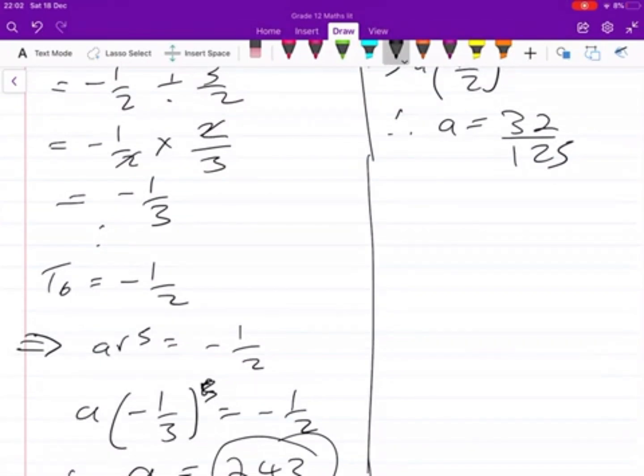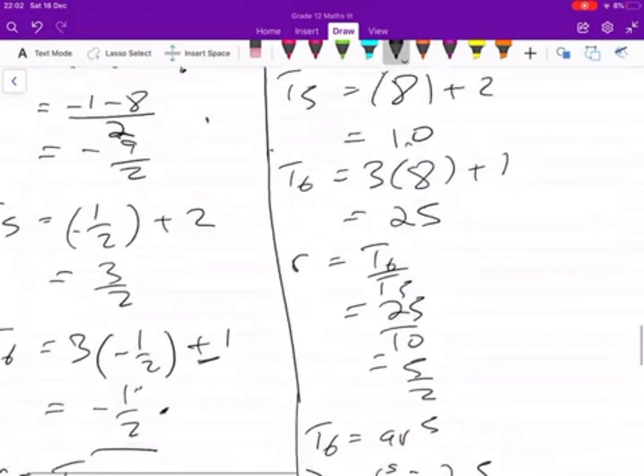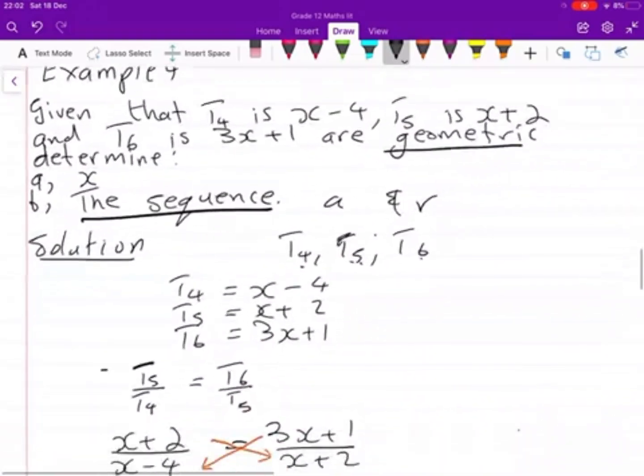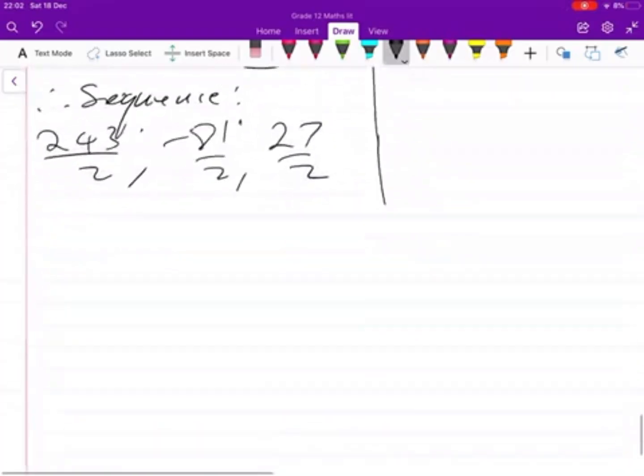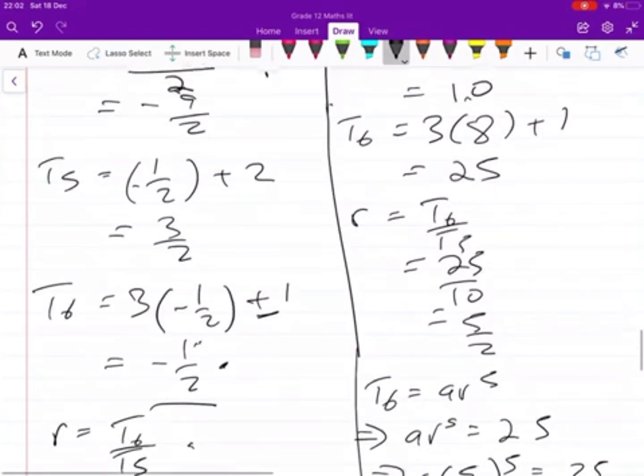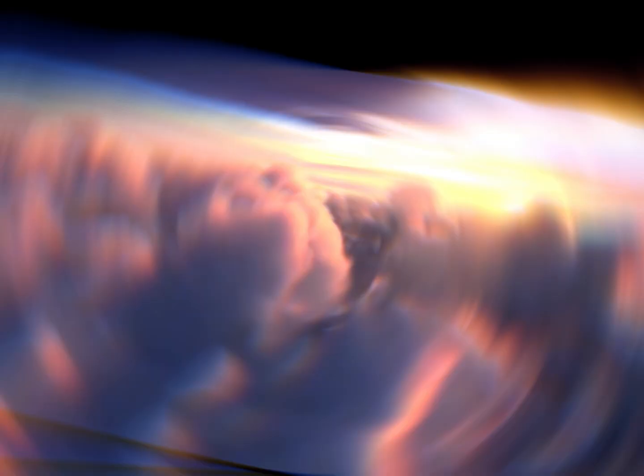And if you work that through, please do work it. That is your little homework. If you work that through, you'll find out that your sequence is 32 over 125, 16 over 25, and 8 over 25. What is critical here, guys, is that we were looking for the values of A and R. If you go through many practice questions like this, you should be more or less fine.